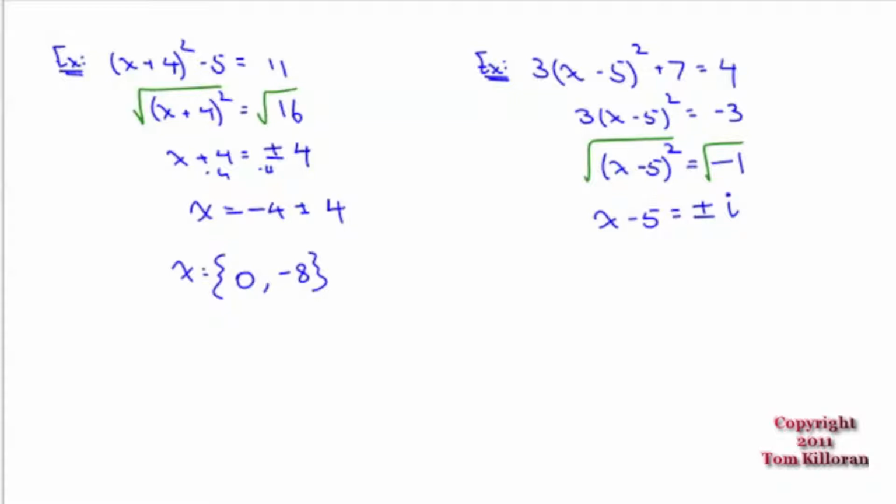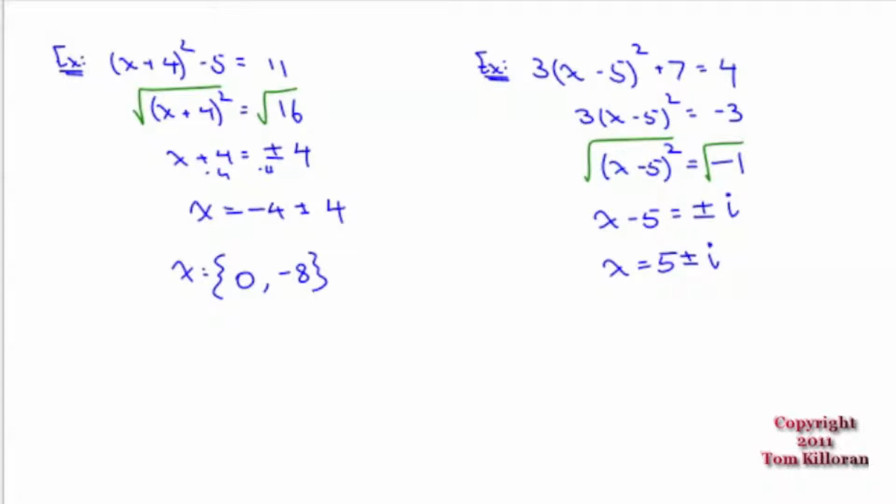How do I finish it off? Add 5 to both sides. So you get x is equal to 5 plus or minus i. Which is what kind of number? I don't know. What kind of number is it? When I write 5 plus i, what kind of number is that?